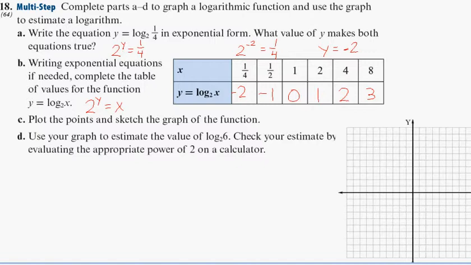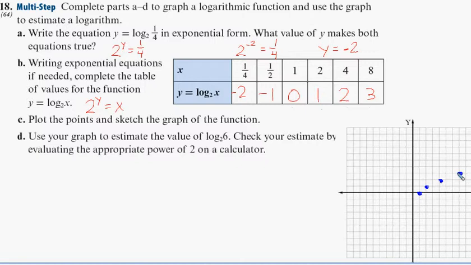Plot the points and sketch the graph of the function. Well, let's start with these points right here, okay? I think that's going to be a little bit easier. Let's start with the whole numbers. So for the x value, it's 1, 0, so that's right here. And then 2, 1, so up here. And then we have 4, 2, and then 8, 3, that's going to be up here. Well, because it's an exponential function, we know we've got a curved line going on, right?